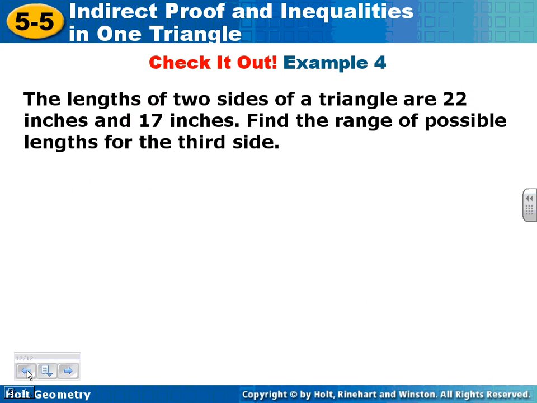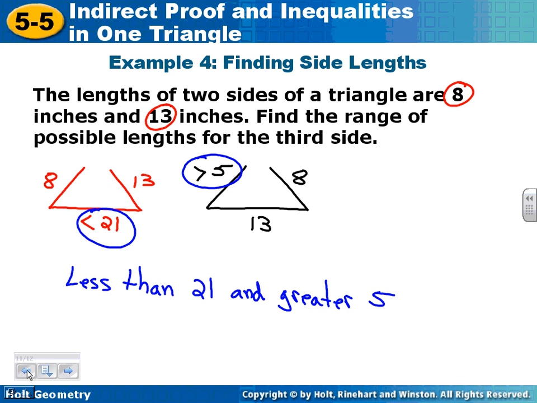Well, if I back up a slide, 8 and 13: 8 plus 13 is 21, and 13 minus 8 is 5. So it's between 5 and 21. So that little trick works.